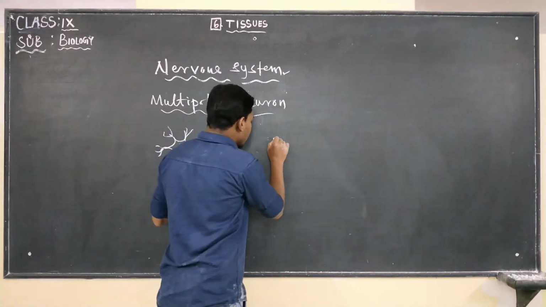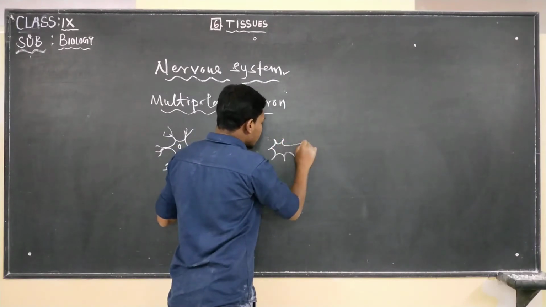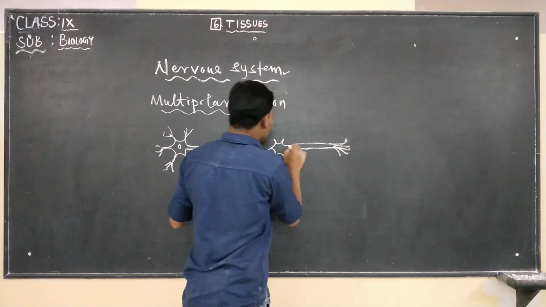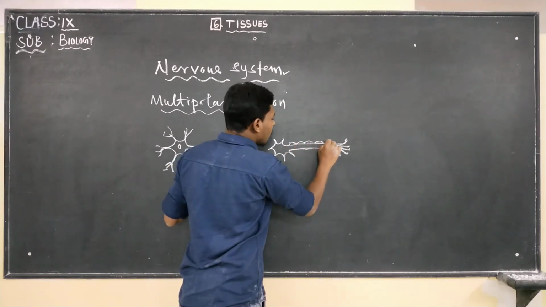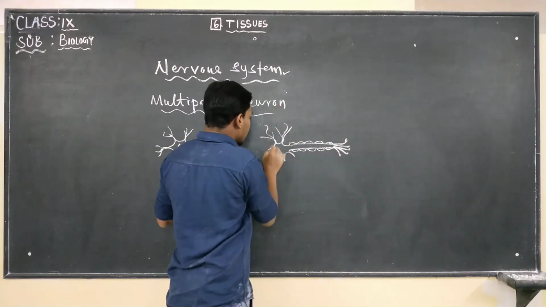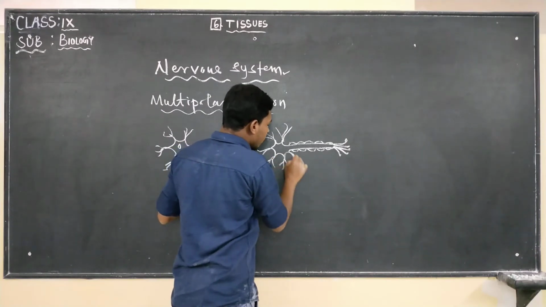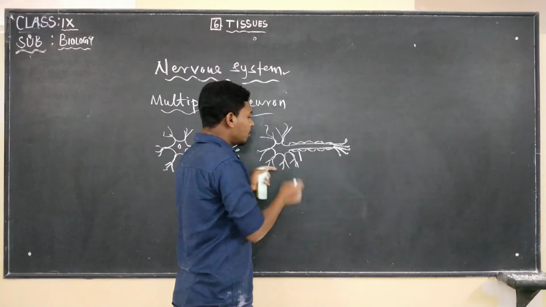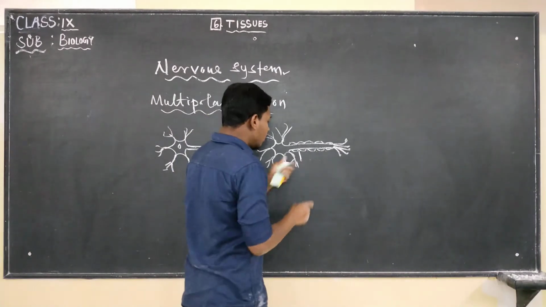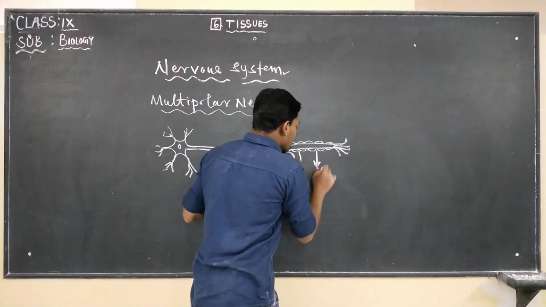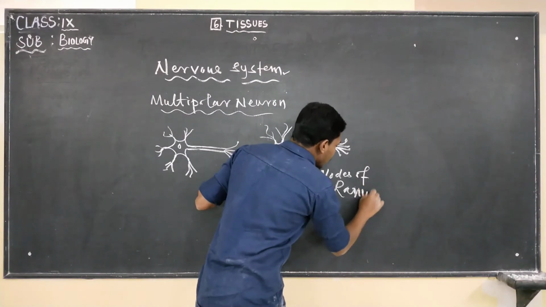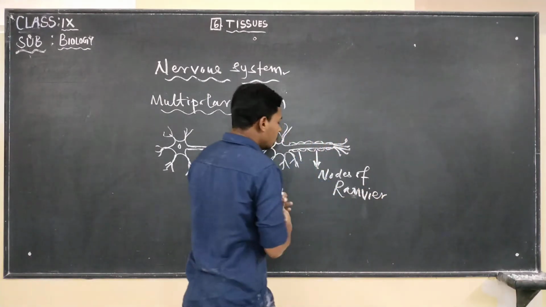Okay, if we see a myelinated axon, then the axon would have what? Myelin deposition. And at this part there is no myelin deposition. Here you can see some gaps, right? These are the parts where myelin is not deposited. We call them what? Nodes of Ranvier. Okay, we call them nodes of Ranvier.